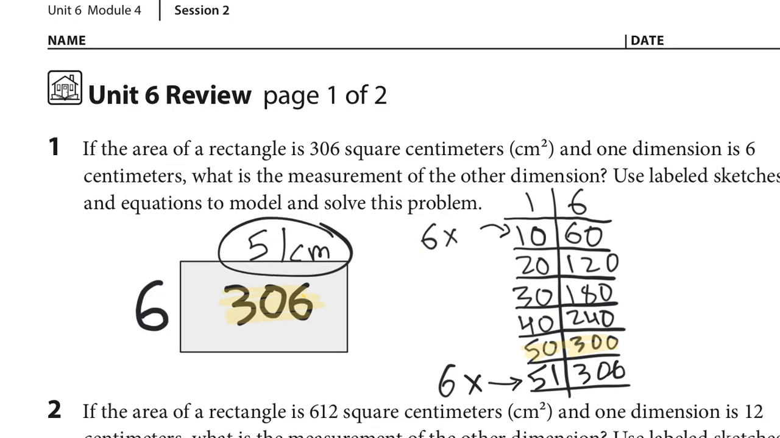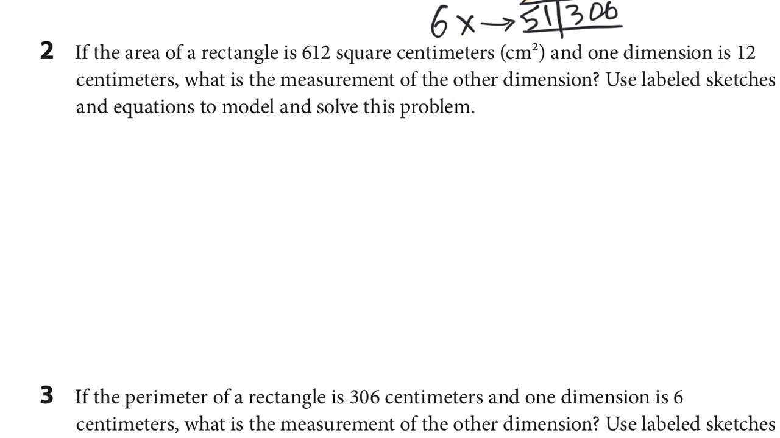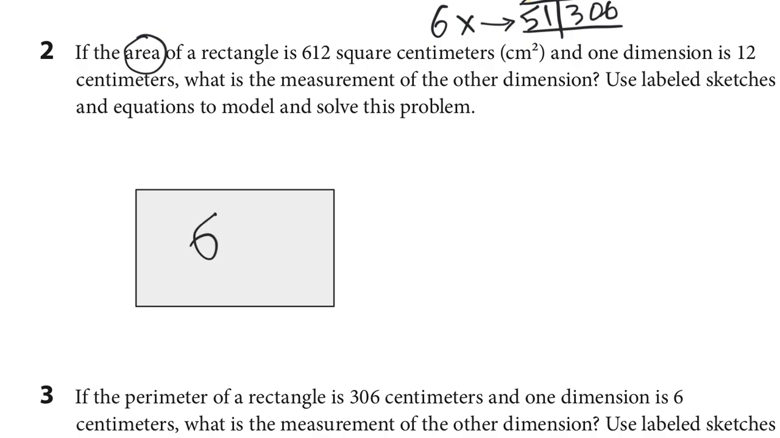All right, let's continue. If the area of a rectangle, I pause again because it said rectangle, so I'm going to put a rectangle down, and then I'll keep reading. If the area of a rectangle is 612 square centimeters, and one of the dimensions is 12. Sorry, let me rewrite that. 12. What is the measurement of the other dimension?